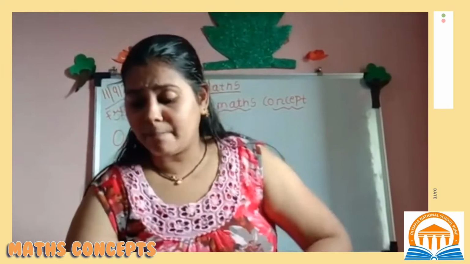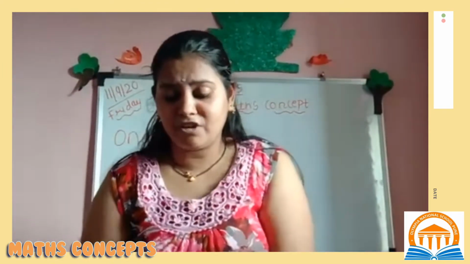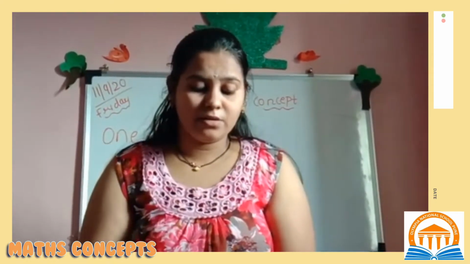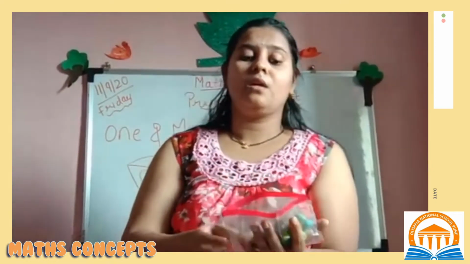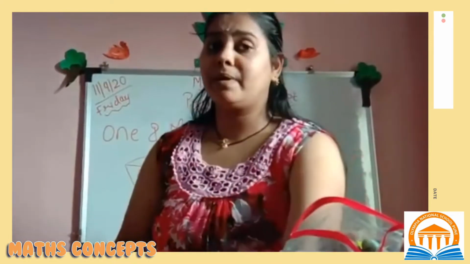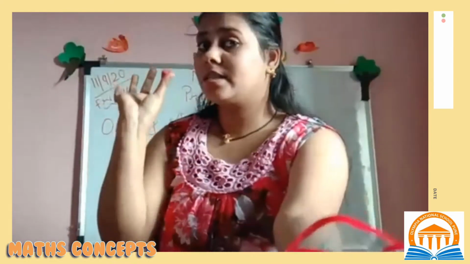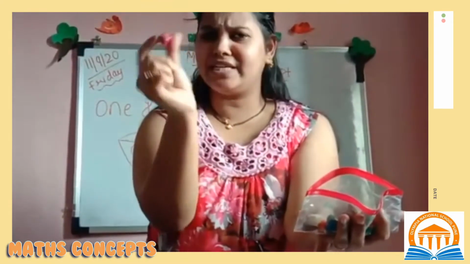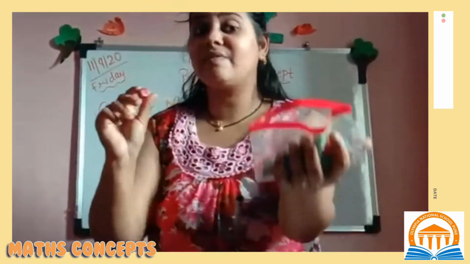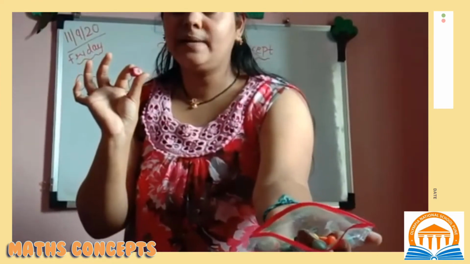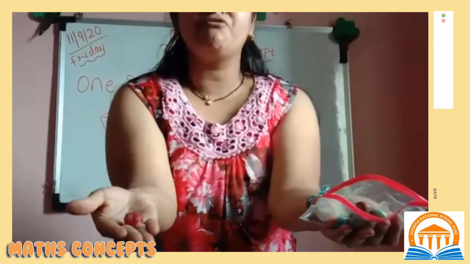Now one more example let us take. Here you can see a pebble, right? Here in this pouch you can see many pebbles and one pebble in my hand. Now which is many? This one or this one? No, this one is many. Can you see? There are lots of pebbles inside this, right? And in my hand it is only one pebble.